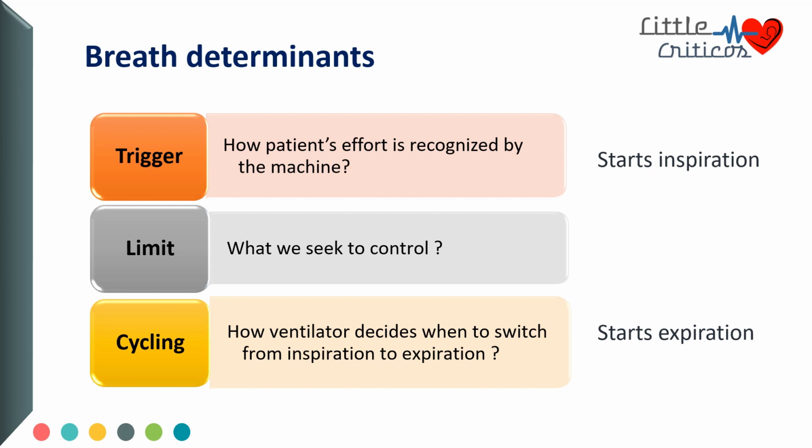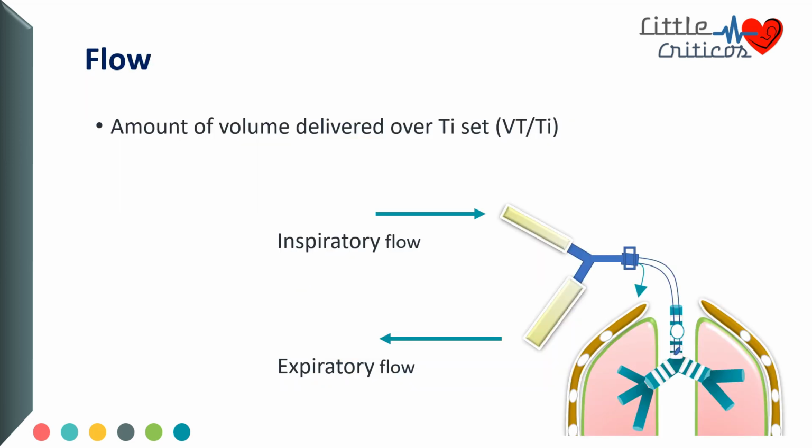In other terms, trigger is how patient's effort is recognized by the machine and it starts the inspiration. Limit is what we seek to control during ventilating these children. And cycle is how the ventilator decides when to switch from inspiration to expiration. Flow is the amount of gas delivered over a set Ti. There can be an inspiratory flow and an expiratory flow. Usually, the inspiratory flow equals expiratory flow, and a difference in this value may indicate leak.